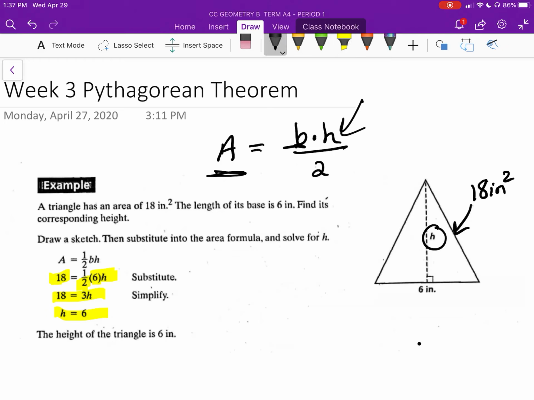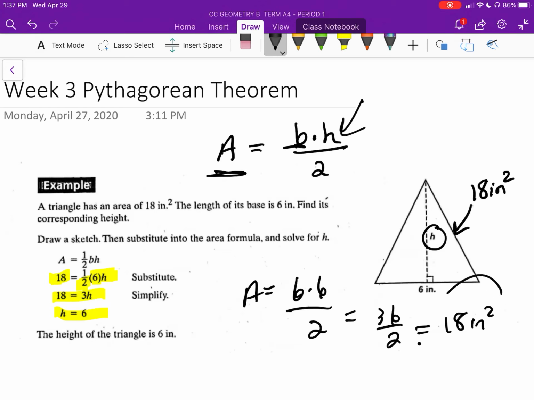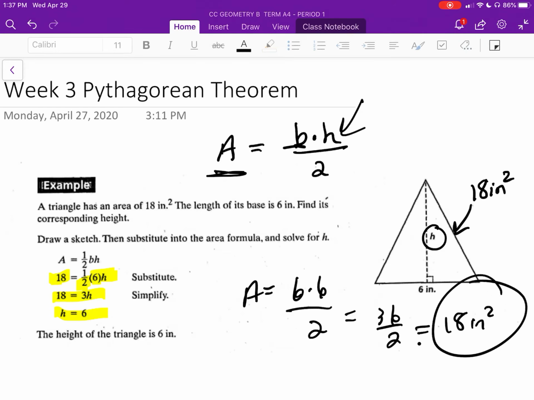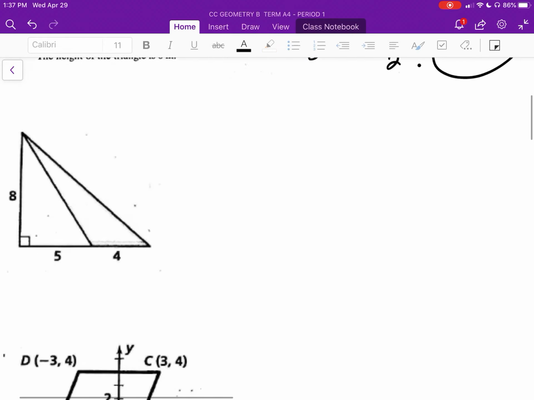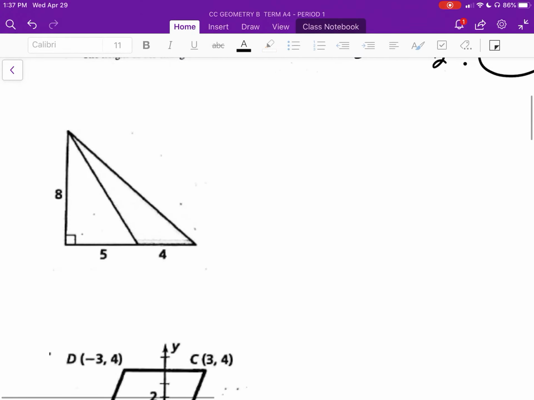And an easy way to check that would be the area is going to be 6 times 6 divided by 2. And that's going to be half of 36, which is 18 inches squared, right? So that's using our formula to solve for a missing variable. So let's try this example down here.